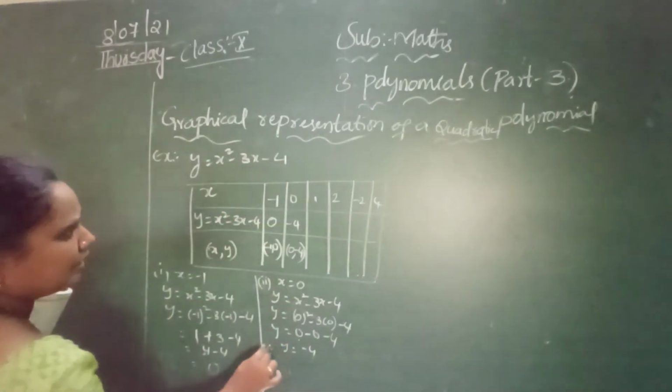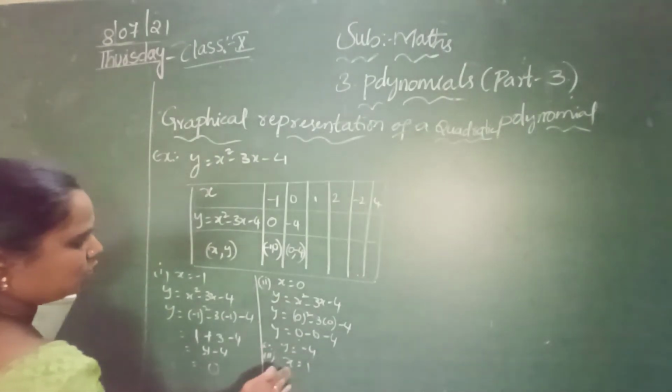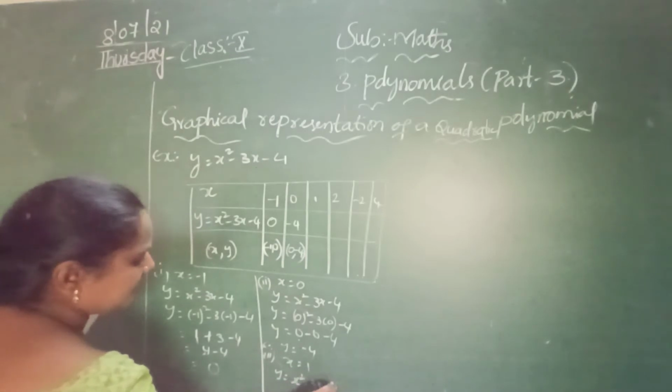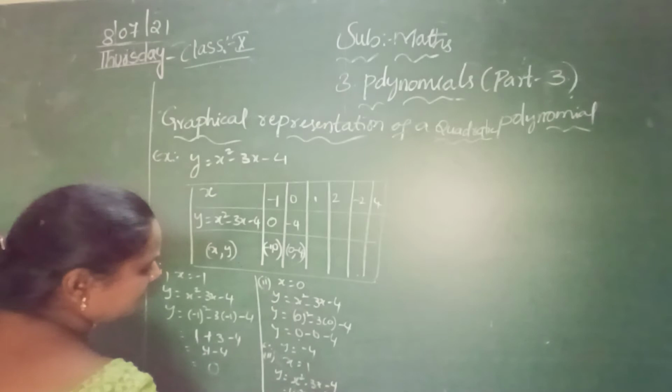Third case, we will substitute here 1. If x equals 1 and we substitute, y is equal to x square minus 3x minus 4, so 1 square minus 3 into 1 minus 4.